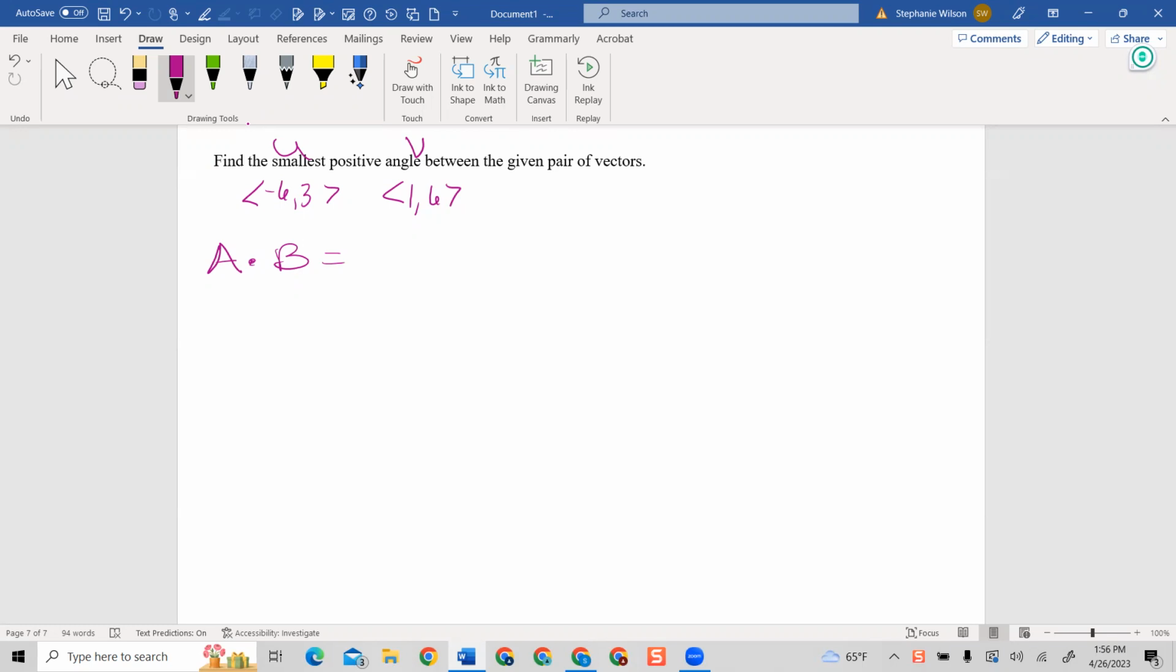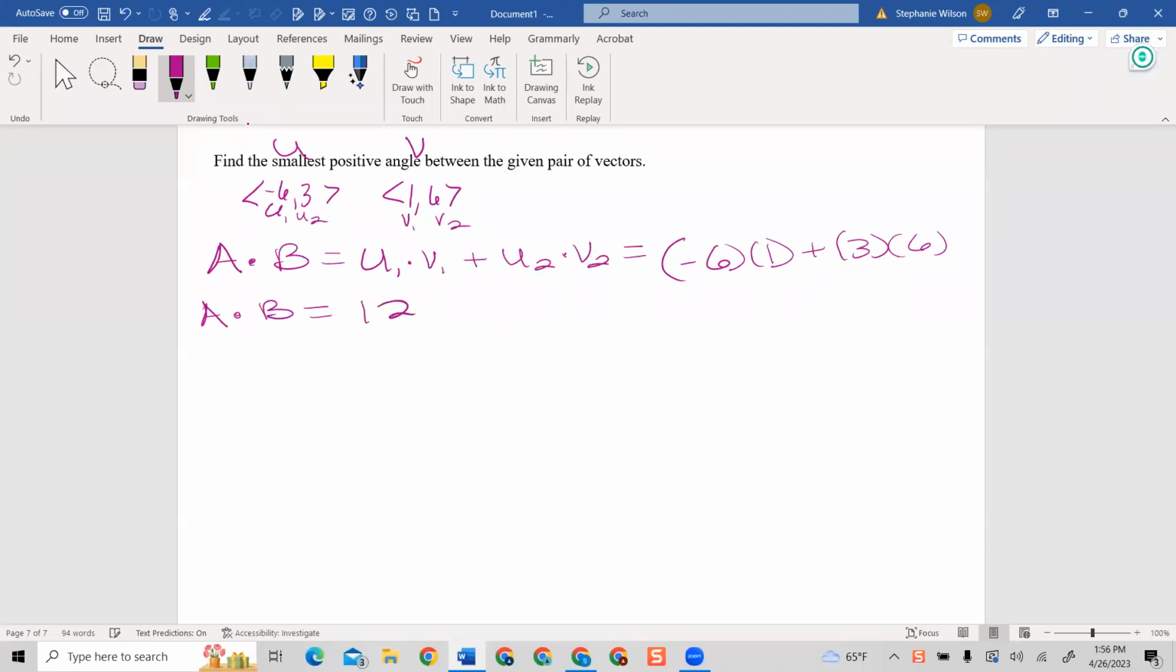So if you choose to use a U for it, we're going to call this U1 and U2. We'll call this V1 and V2. So whenever we find the dot product of it, we're going to take U1 times V1 plus U2 times V2. So I got -6 times 1 plus 3 times 6, which A dot B is equal to 12. Okay, so that was the first question.